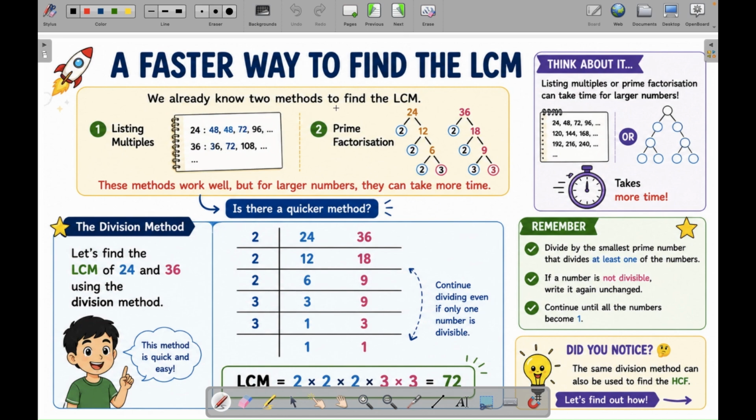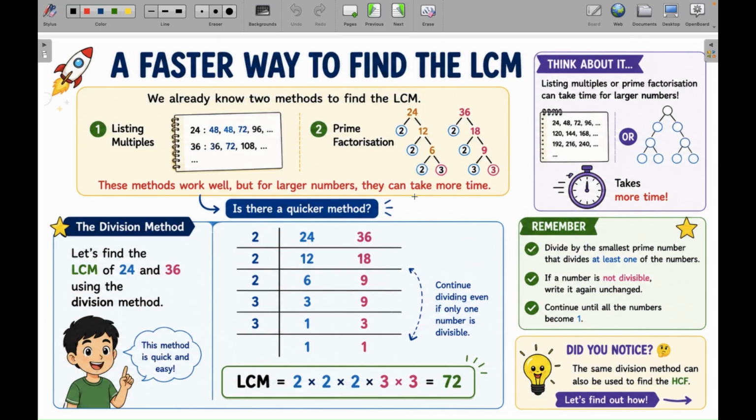So we already know two methods to find the LCM. The first is the listing method, and the other is prime factorization using a factor tree. There is one more method that we call the division method, or the cake ladder method, that is used to find the LCM of numbers. In this method, we write both the numbers simultaneously. For example, we had to calculate the LCM of 24 and 36. So we write them simultaneously.